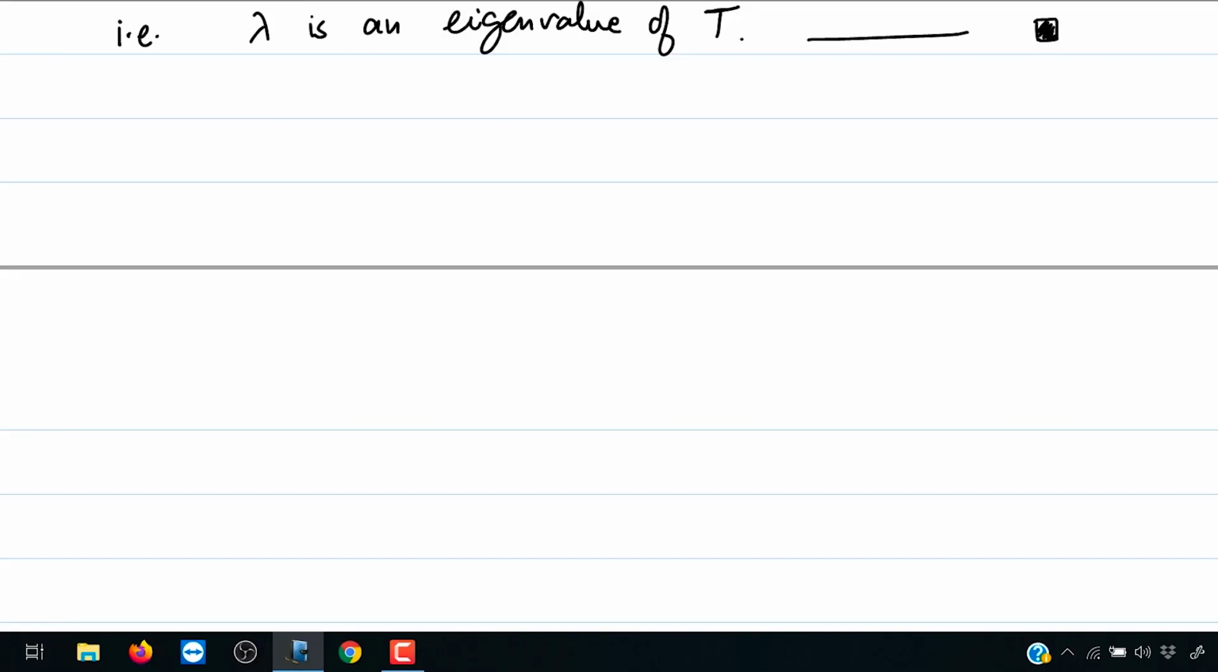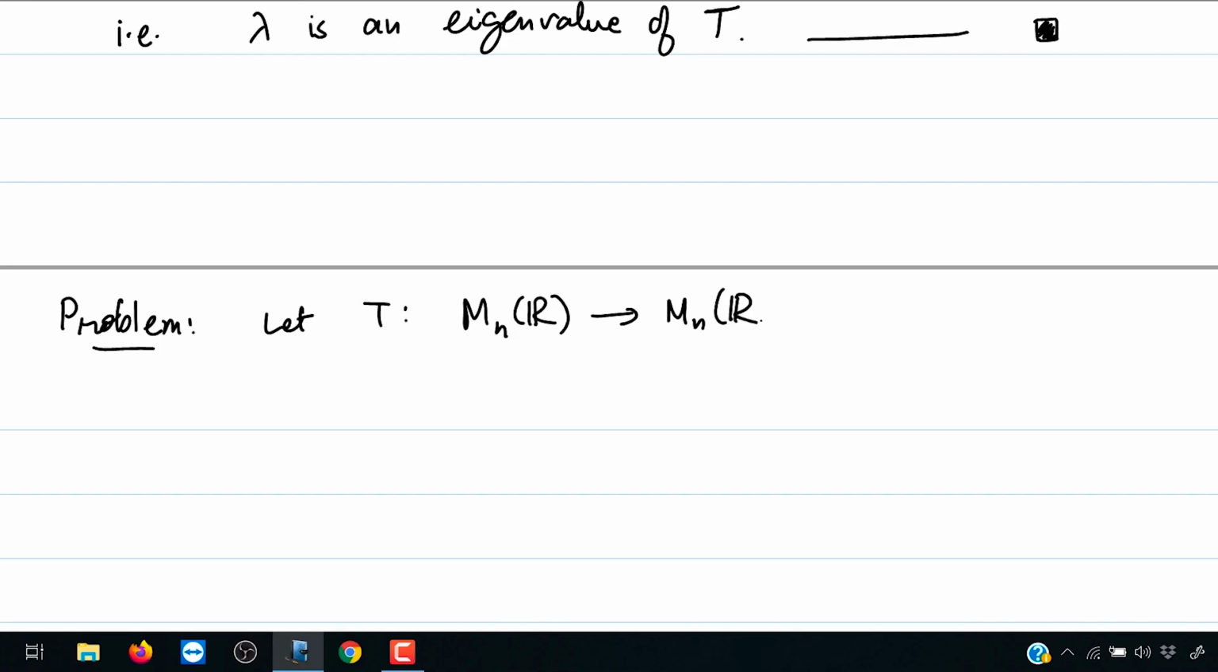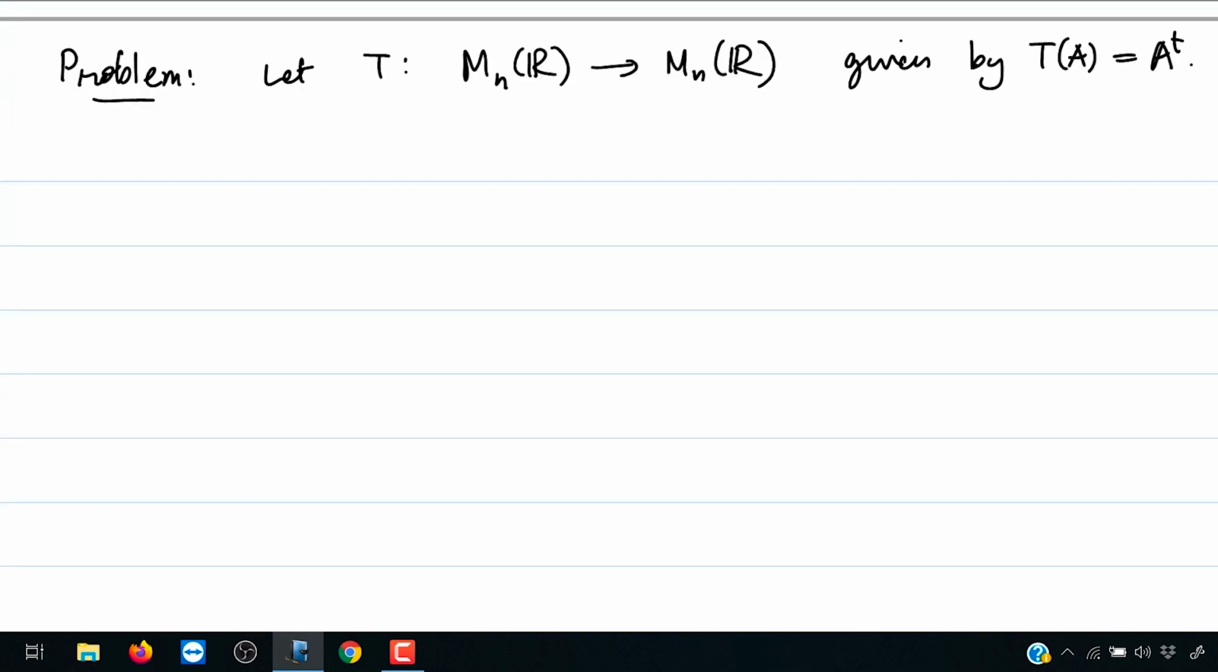Okay, so the final problem is going to deal with the eigenvalues of the linear transformation on the n cross n matrices which sends a matrix A to its transpose. So I'll put the new problem in a new page. Let T be a map from Mn of R to Mn of R given by T of A is equal to A transpose. I'll leave it to you to check that this map actually is a linear map.